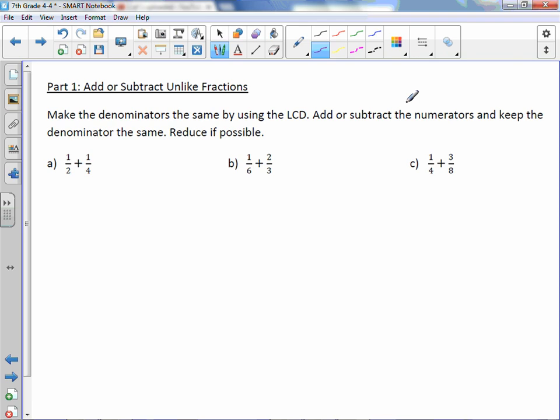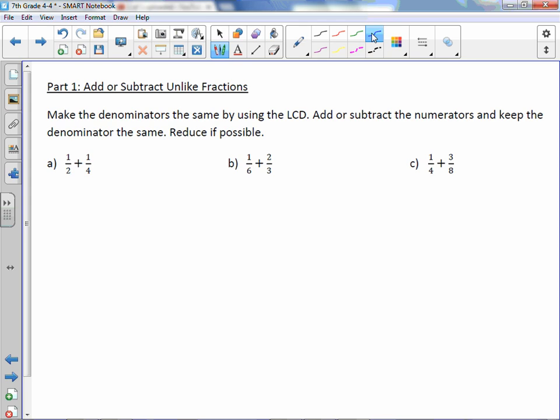Reduce if possible. So all we need to do here, our first step anyway, is to find common denominators. You can do that by finding the least common multiple of the denominators. So with some of these, hopefully you can figure out the least common multiple in your head, but if not, I will show you on a couple examples how to figure out the least common denominator.